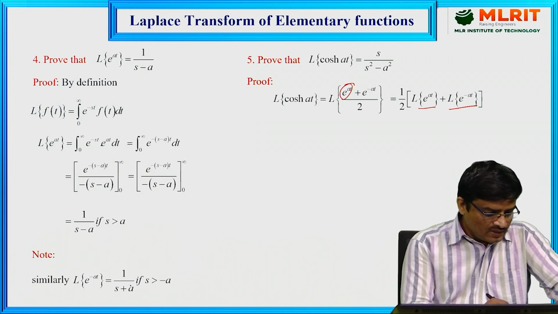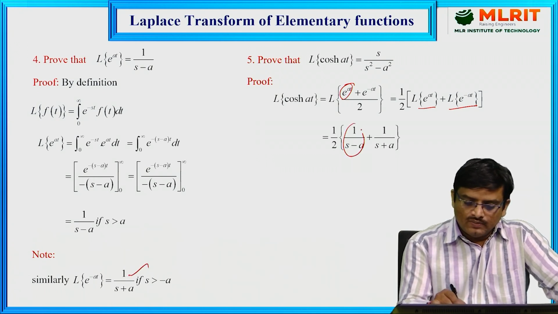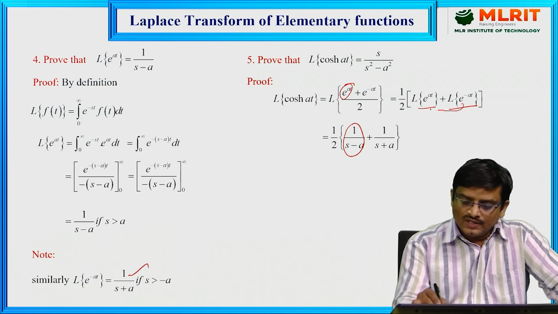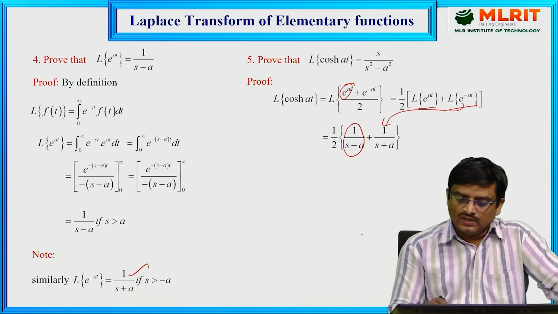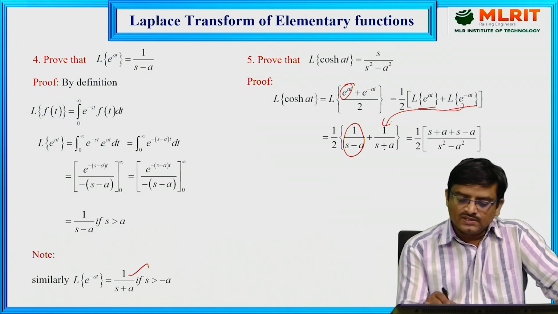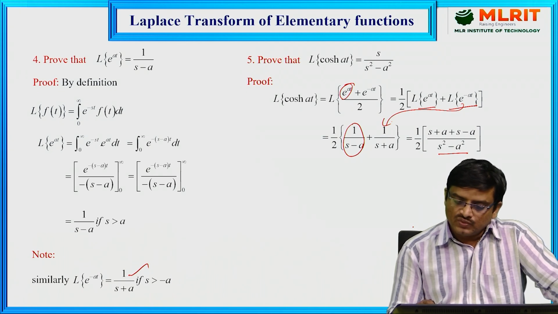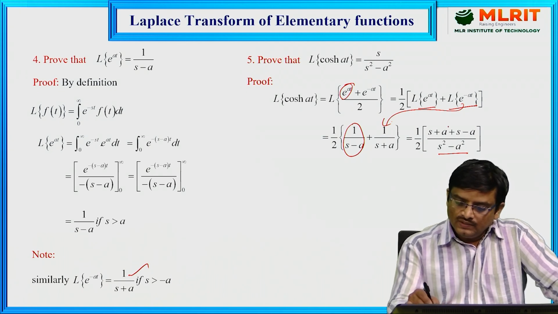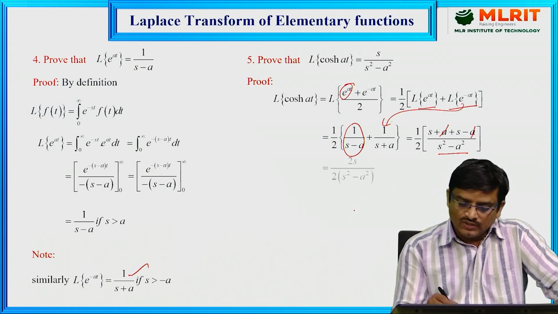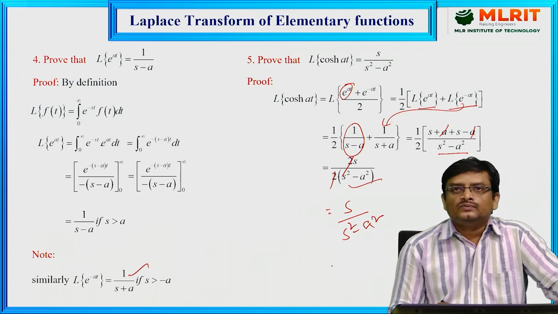Just now we have derived the formula for the Laplace transform of e power at. That is 1 by s minus a, and the Laplace transform of e power minus at we have derived as 1 by s plus a. Now take the LCM for this, s minus a into s plus a. So you will get s plus a plus s minus a, over s square minus a square. Now this a and this a get cancelled. You will get 2s by 2 into s square minus a square. This 2 gets cancelled. Finally you will get s by s square minus a square.